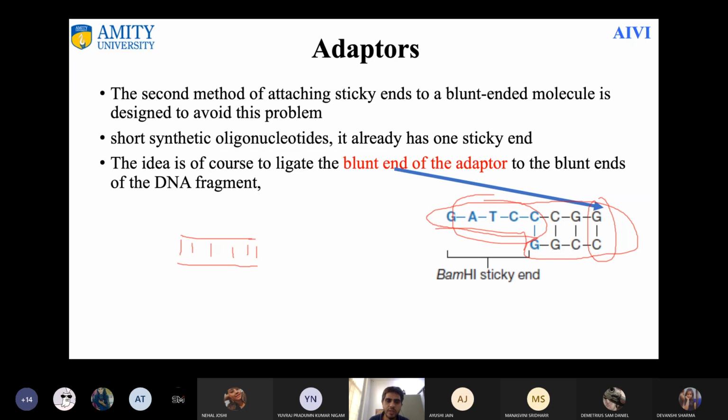So you are adding an adapter to it. So this is going to be an adapter, and this adapter is going to have an overhang, on both sides. But in case of a linker, what is going to be? In the case of a linker, again you are going to have a DNA. This is a double stranded one.